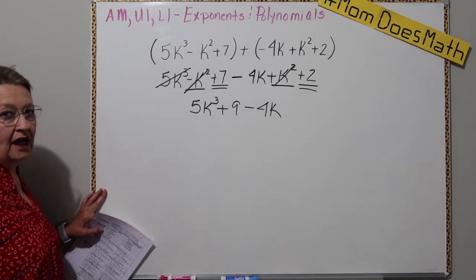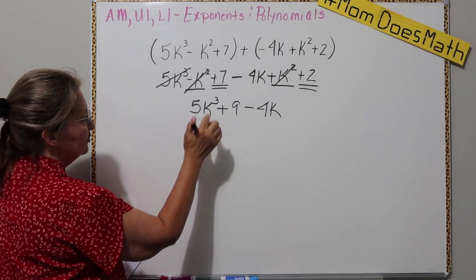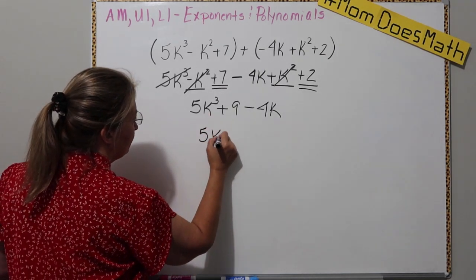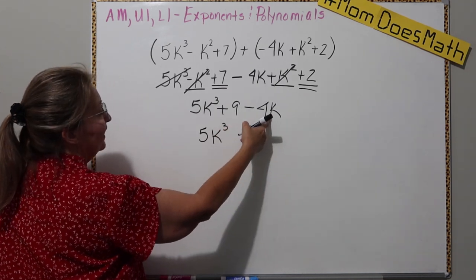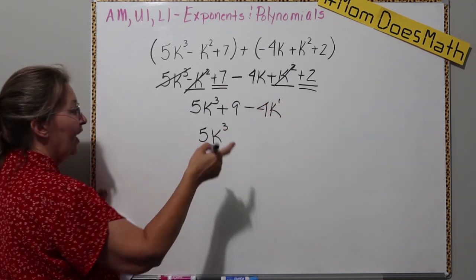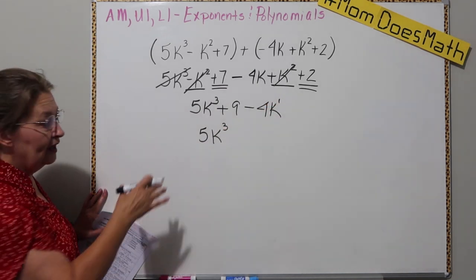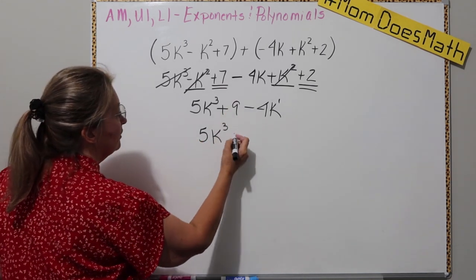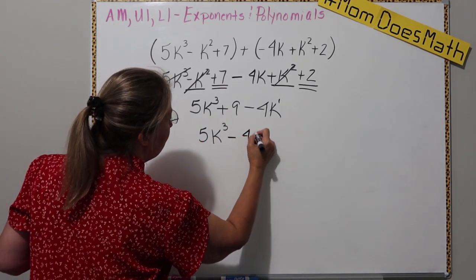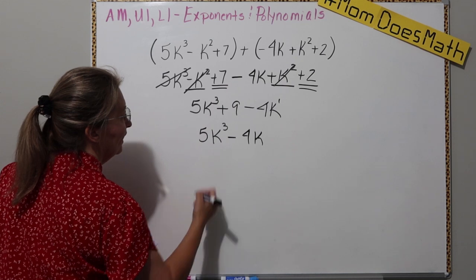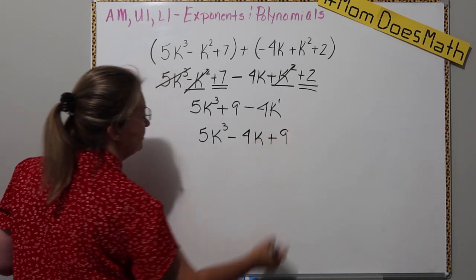Okay, let's get it in standard form. This is the highest exponent, so this will go first. Now this is my next exponent, a 1. They don't have to, sometimes it skips them. And that's what we do. We don't have a k squared, but our next term numerically is going to be that 4k plus 9.